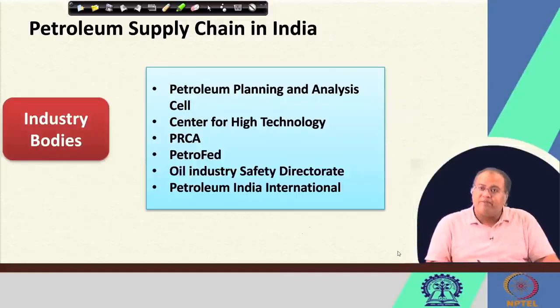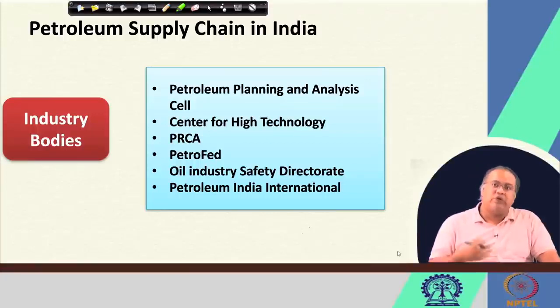And at the same time there are multiple other industry bodies associated with this petroleum supply chain, like the Petroleum Planning and Analysis Cell, the Center for High Technology, PRCA, Petrofed, Oil Industry Safety Directorate, Petroleum India International, and many more. So if you look into the end-to-end petroleum supply chain management, at every level there are different operators, different bodies, some of them government, some of them private, and as a consequence the entire system is very much complicated. The different companies purchase the crude oil from different sources, and then take it to the market.